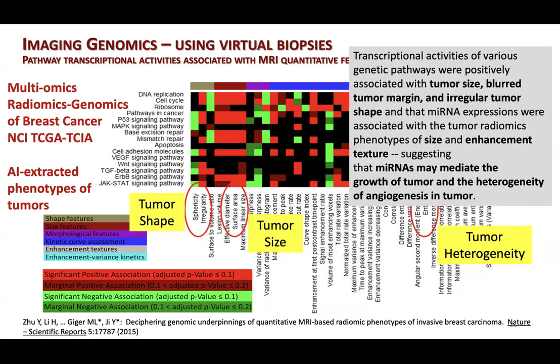We found that transcriptional activities of various genetic pathways were positively associated with tumor size, blurred tumor margin, and irregular tumor shape, and that microRNA expressions were associated with tumor radiomic phenotypes of size and enhancement texture, suggesting that microRNAs may mediate the growth of tumor and the heterogeneity of angiogenesis in the tumor. That is, an increase in vasculature in the tumor, but having it very heterogeneous in the tumor.